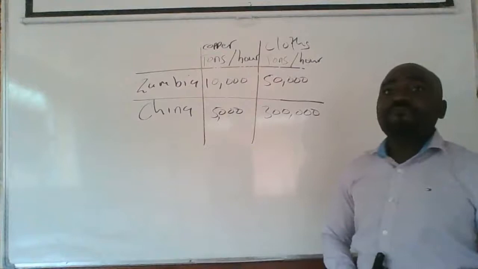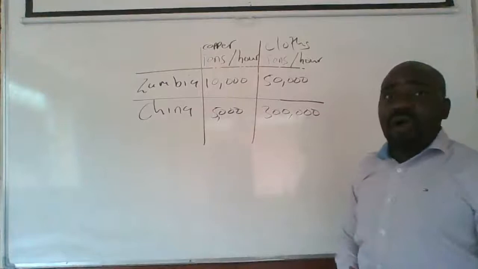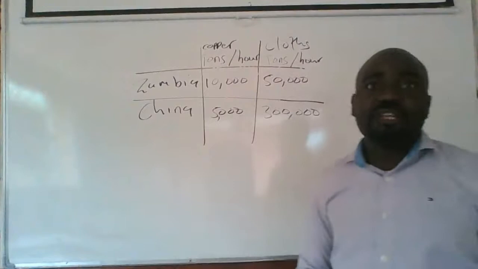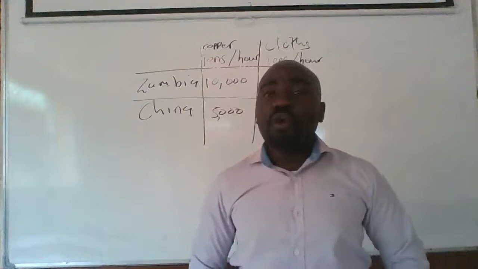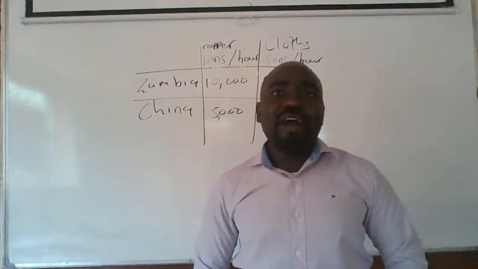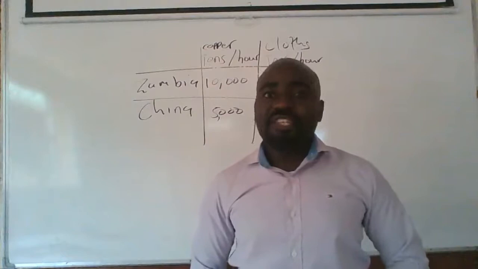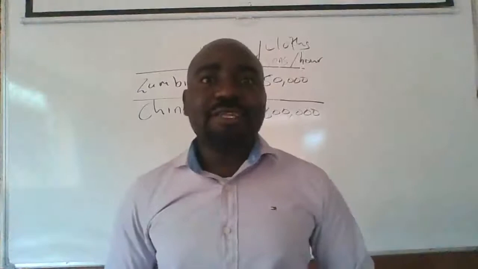Which means that given the same hour that the nations are endowed with, Zambia is more efficient in the production of copper because it has used the same 1 hour to produce more output compared to China. In this case, Zambia is said to have an absolute advantage in the production of copper, and China is said to have an absolute disadvantage in the production of copper.